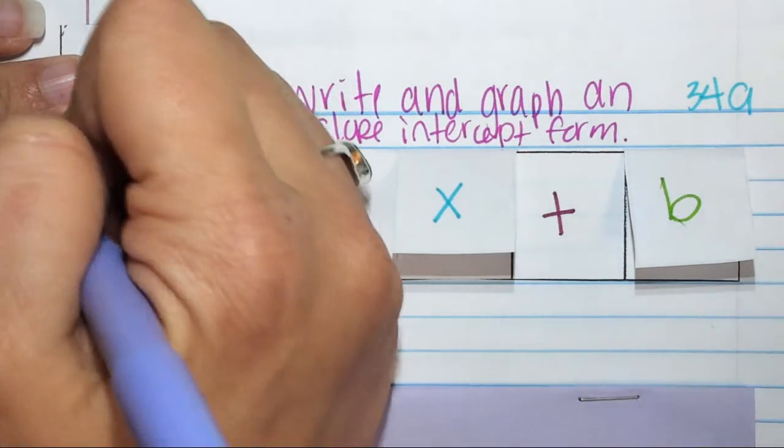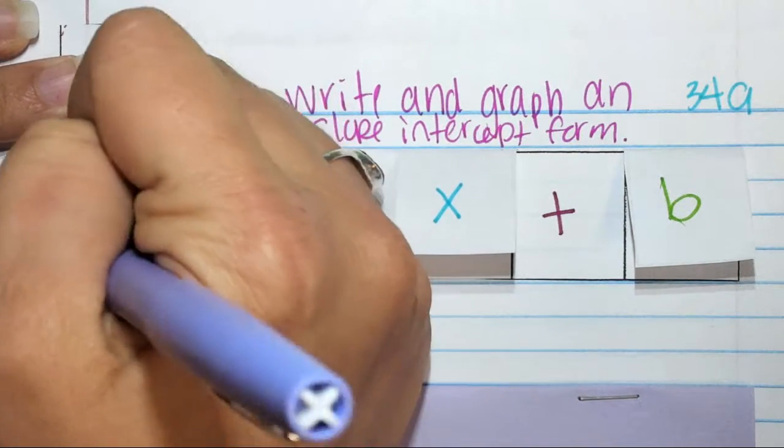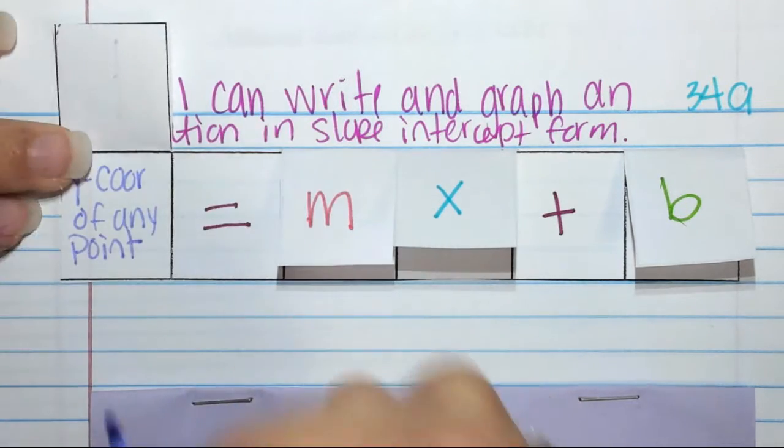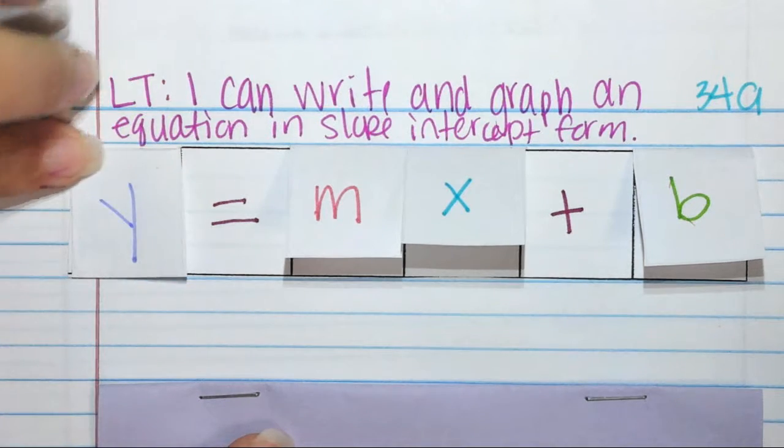Alright, so this is the y-coordinate of any point on that line. We can't fit the line on there. So it's the y-coordinate of any point on that line. No, we already wrote y. Any point on what? It's the y-coordinate of any point on that line. I put a quotation mark and drew a line.